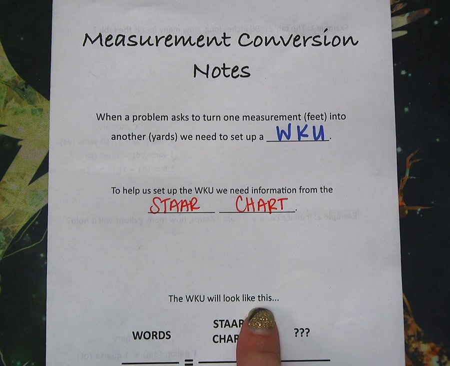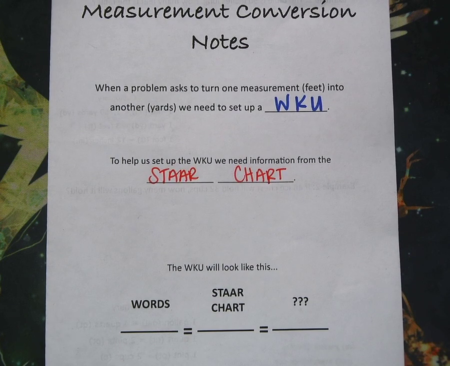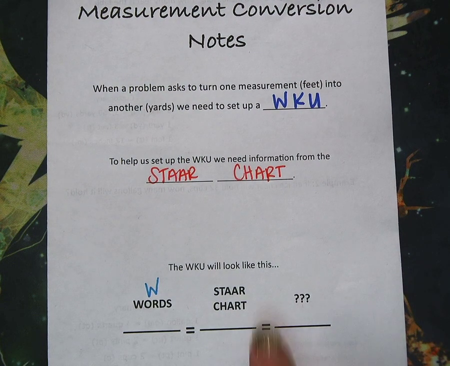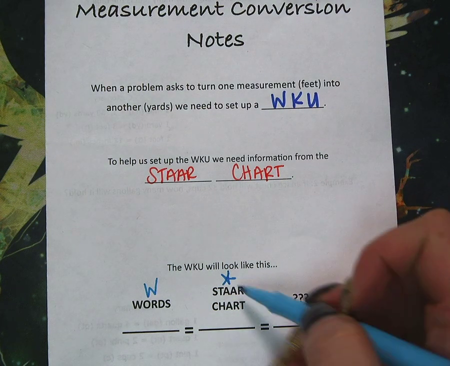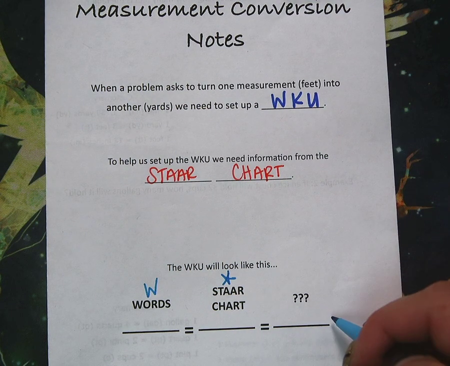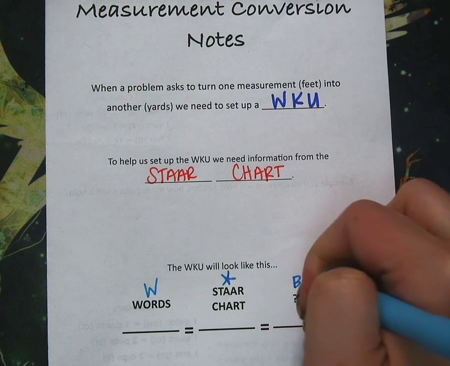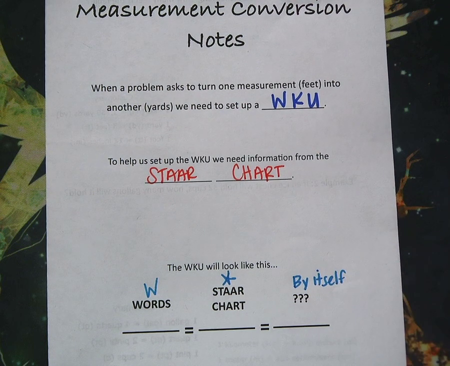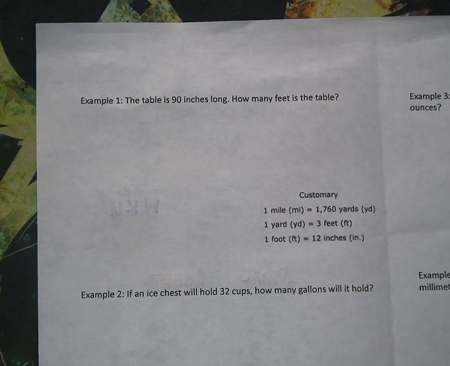So this is what your WKU will look like. Remember, our W stands for words. So that's still our W, but it's words. And then remember, our star chart is our reference materials. So we're going to get that from our star chart. That'll be a complete fraction. And then our question is going to be our number that is by itself. Remember, the number that is by itself is going to be our question. Okay? So let's open these notes up and solve for example number 1.